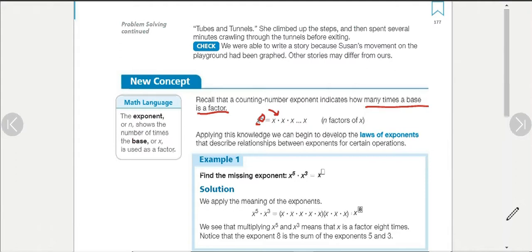For example, 9 to the third means 9 as a factor 3 times. That's the best way to say it. Some laws of exponents. X to the fifth times x to the third.